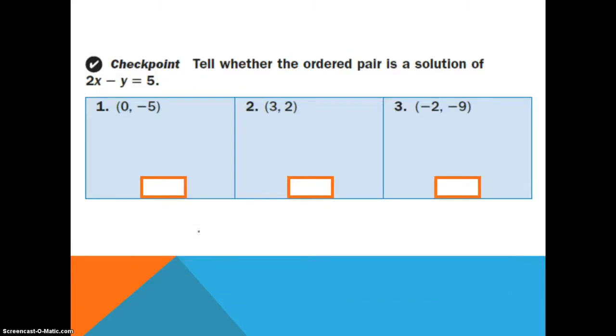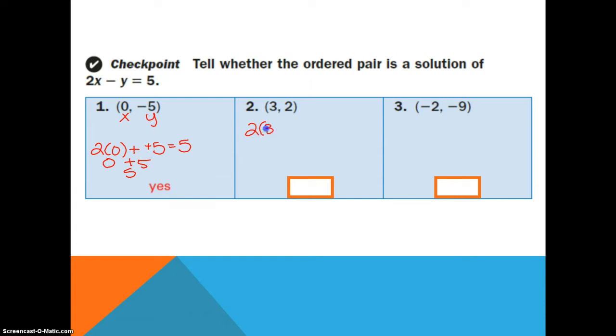Tell whether the ordered pair is a solution of 2x minus y equals 5. Remember to plug in or substitute the x and y into the equation. Tell me yes or no, is it a solution of the equation? Pause the video, try 1, 2, and 3. For number 1, we substitute in our x and our y. Remember to change subtraction to adding the opposite. This is 0 plus 5, which is 5. So it checks. It is yes.